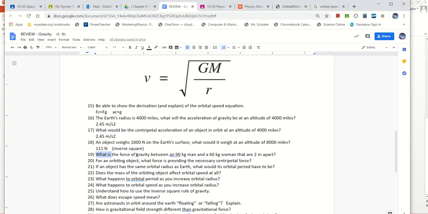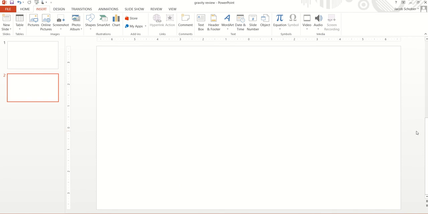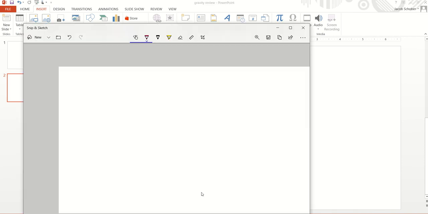All right, number 19 here, it says, what is the force of gravity between a 90-kilogram man and a 90-kilogram woman that are 2 meters apart? And again, that's just using that force of gravity equation again, where you should wind up just being able to use this guy. Force of gravity is equal to big G, big M, small m, over r squared.